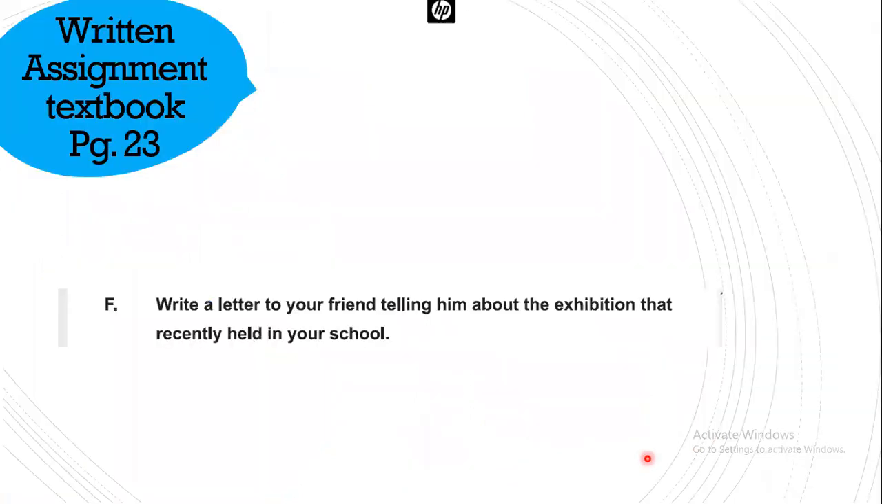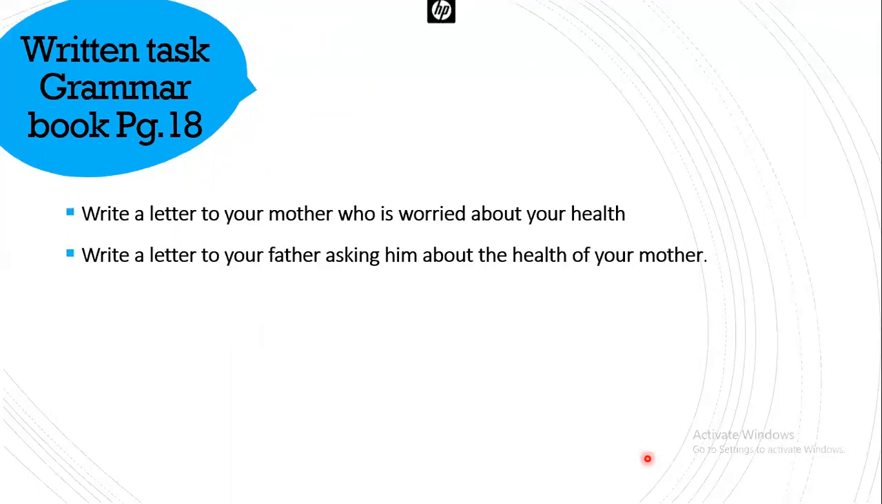Now the written assignment. The first is in your textbook of English on page number 23. Write a letter to a friend telling him about the exhibition that was recently held in your school. And the next assignment is from your grammar book, that is page number 18. Write a letter to your mother who is worried about your health. Write a letter to your father asking him about the health of your mother.